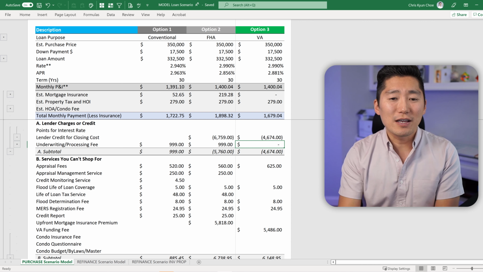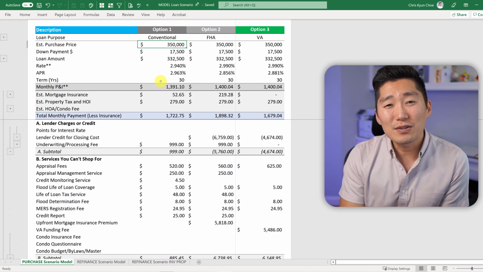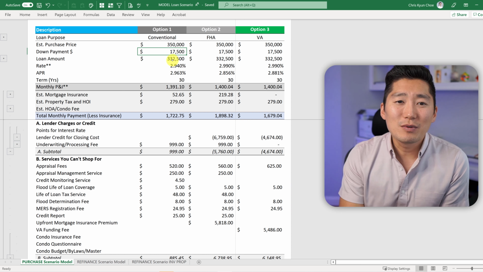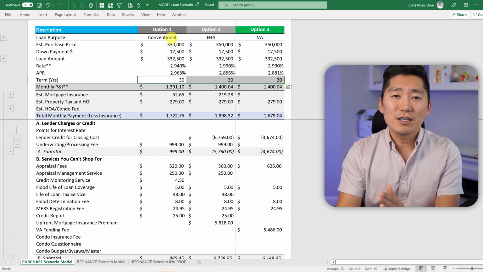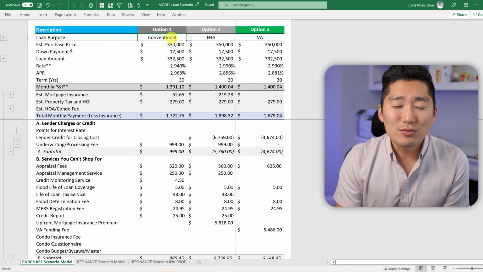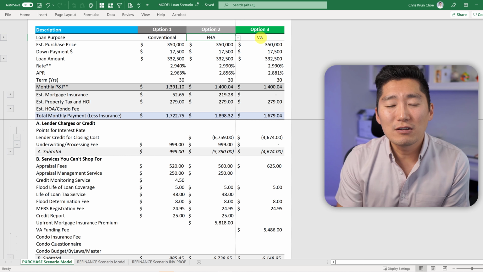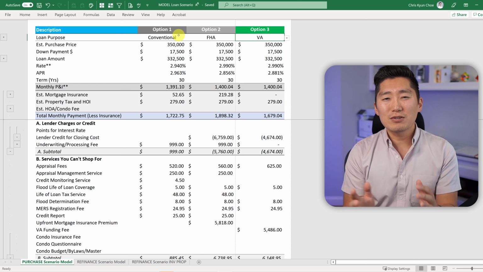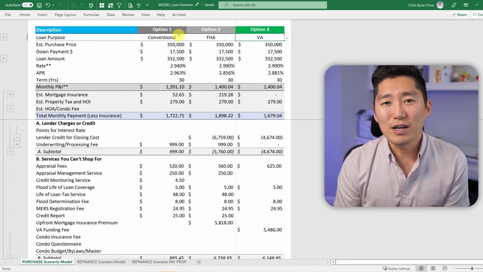So first off, as I said, Clark and Lois are purchasing a $350,000 home. Their down payment is going to be 5%, which is $17,500. The loan amount is $332,500, and we're going to be looking at a 30-year fixed. Now, I'm going to be walking everybody through the closing cost differences between a conventional loan, an FHA loan, and a VA loan. Those are pretty much the three bread and butters. There is the USDA loan, but we're going to be focusing on these three options for now.